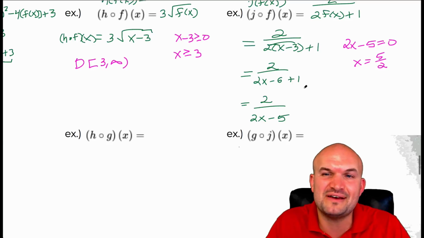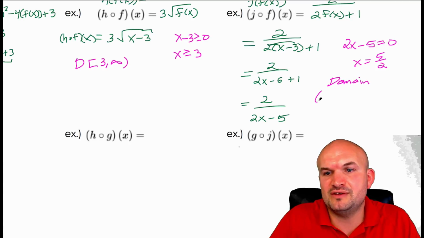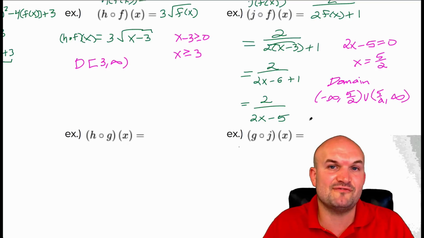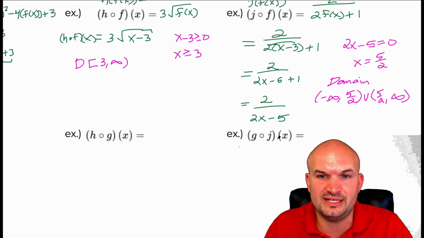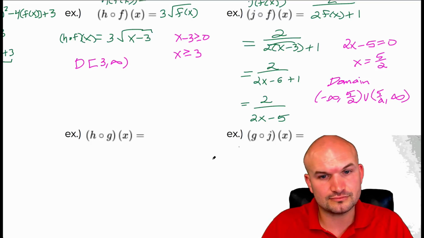So x equals 5 halves is not defined in my function. So therefore, my domain is going to be from negative infinity to 5 halves union 5 halves to infinity. So it's true for all values except for 5 halves. And again, that's just going to be the interval notation. But it's true for all values except for 5 halves.